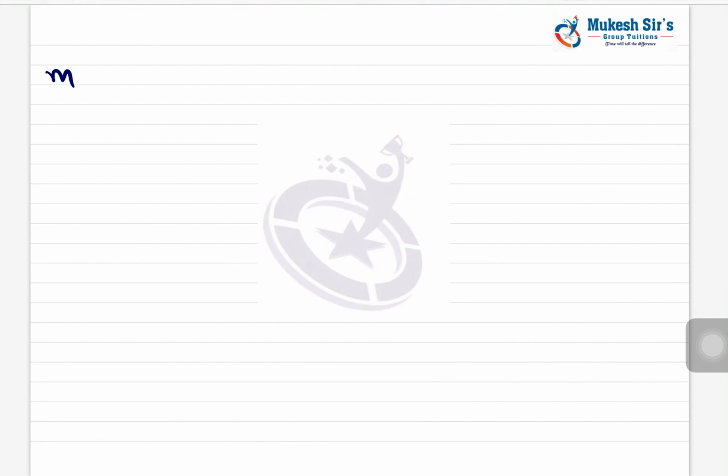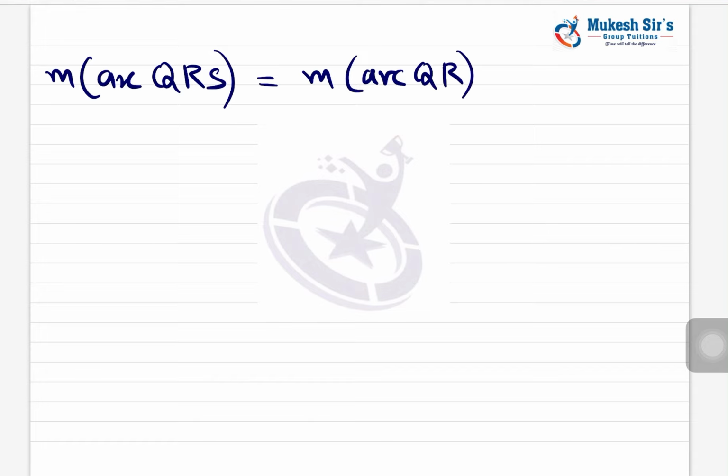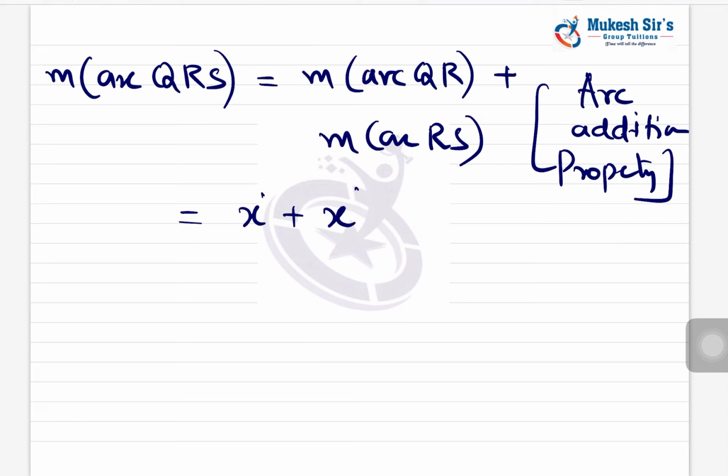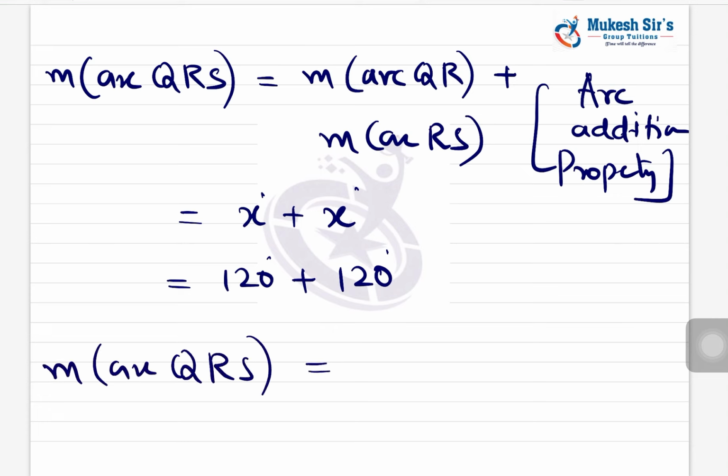So the last step, measure arc QRS is equal to measure arc QR plus measure arc RS. The reason is arc addition property. So that will be equal to x plus x. How much was x? 120. So 120 plus 120. So measure arc QRS is equal to 240 degrees. Right? That's your second answer.